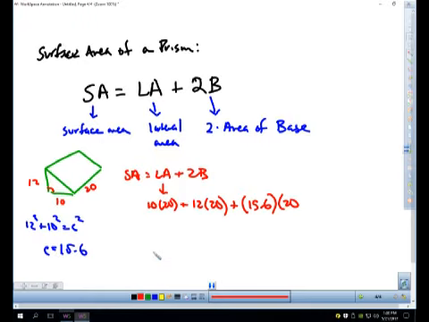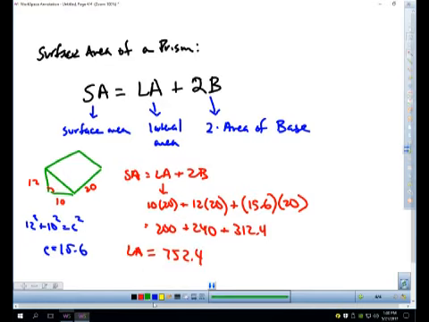I can take those 3 areas, the bottom rectangle, the left rectangle, the top rectangle. I can find those areas and add them together. And when I add those together, that's going to give me my entire lateral area. Remember, that lateral area is all the areas around the rectangles of the prism.